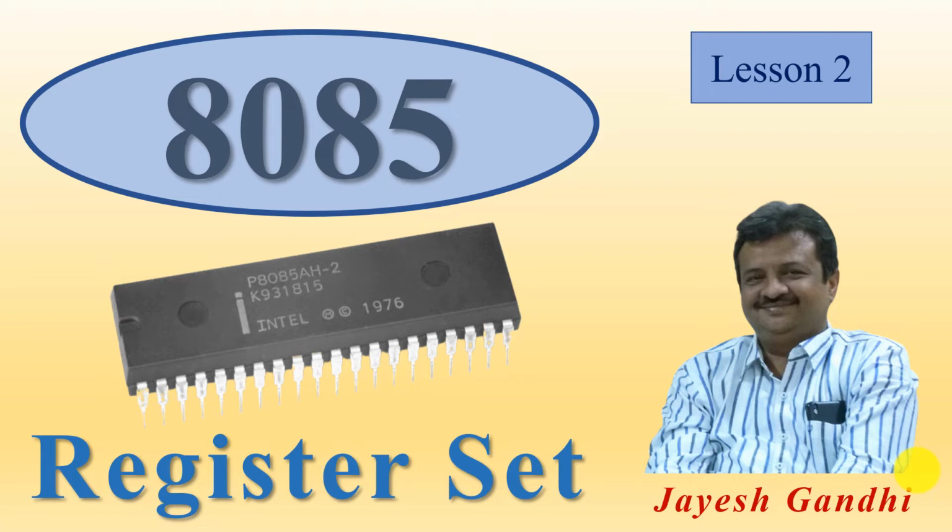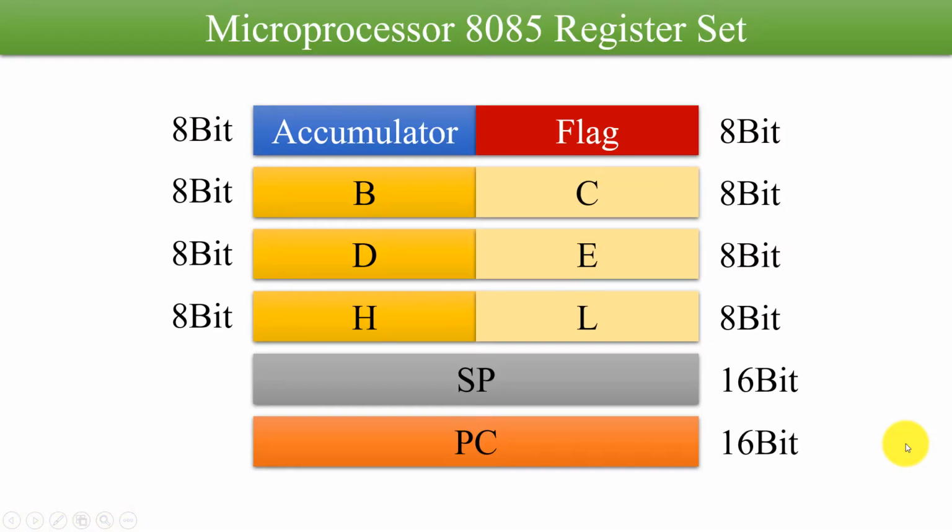Today we are going to talk about the register set. So let us start our discussion with first of all knowing all the registers of 8085. You can see that the 8085 registers consist of the accumulator, the flag register, B, C, D, E, H and L registers, the stack pointer SP and the program counter PC. So these are all the registers which deal with all the operations of 8085. So let us see them one by one in more details.